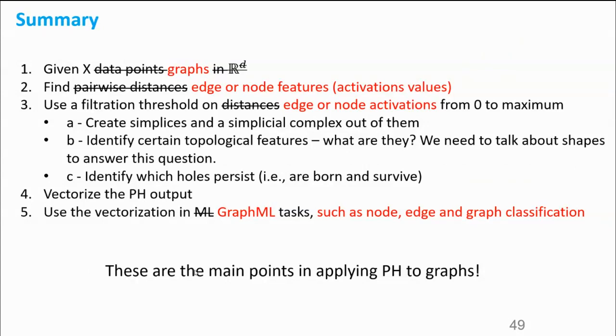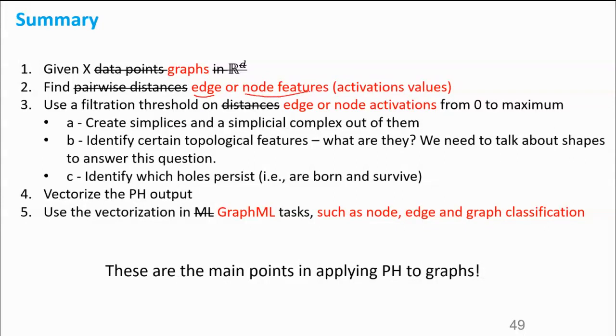And we use these edge or node features as activation values. In 2 slides, I will come to what I mean by edge or node activations. So far in persistent homology in data point clouds, we are used to edge activations. Like an edge appears if the distance between 2 data points is less than the alpha threshold. So far, we have always seen edge features.